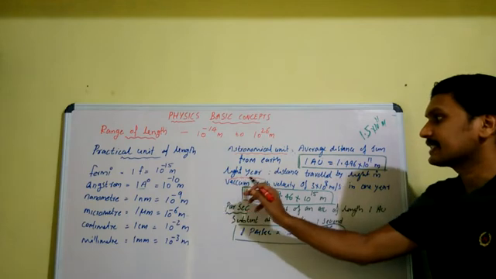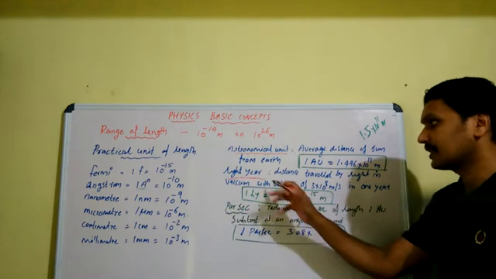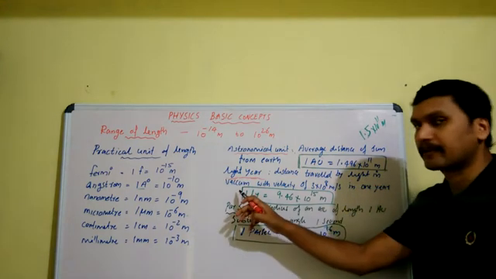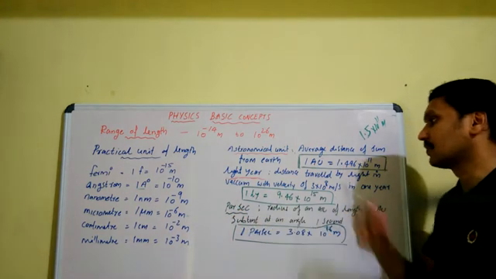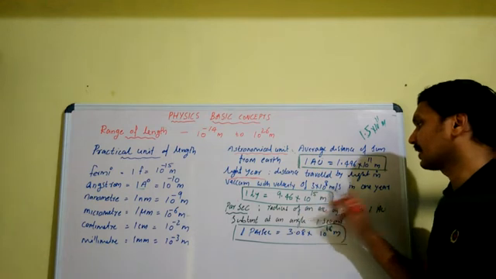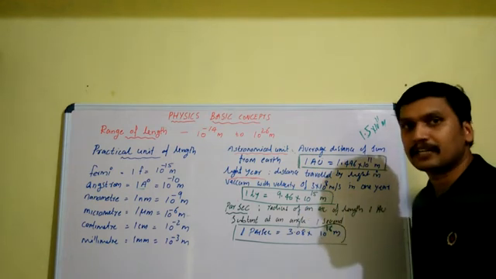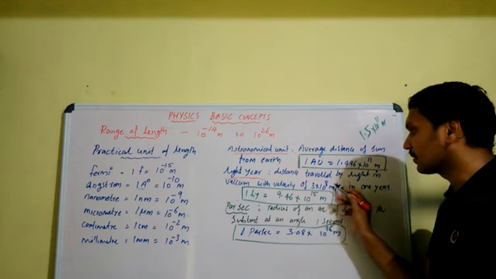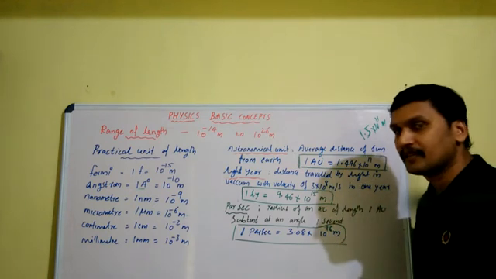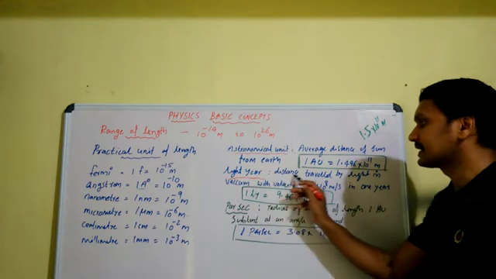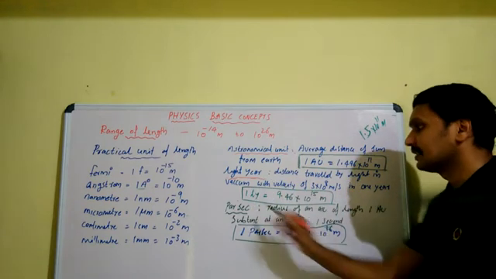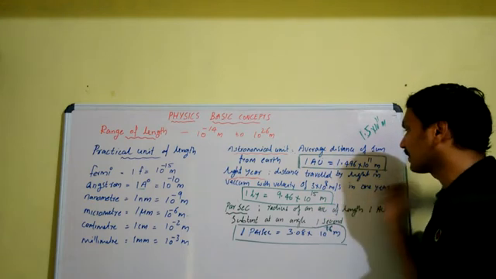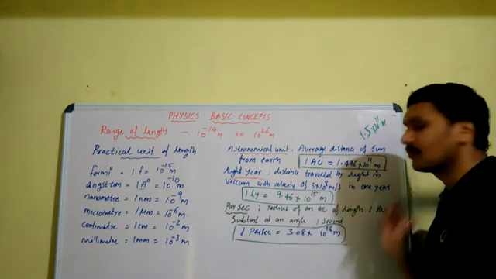One light year is defined as the distance travelled by light in vacuum with a velocity of 3 into 10 raised to 8 meter per second. You know, the velocity of light in vacuum is 3 into 10 raised to 8 meter per second. So, the light year is the distance travelled by light in vacuum with that velocity in 1 year.